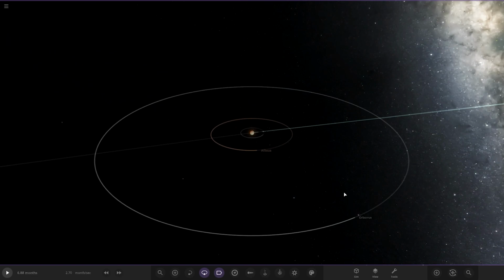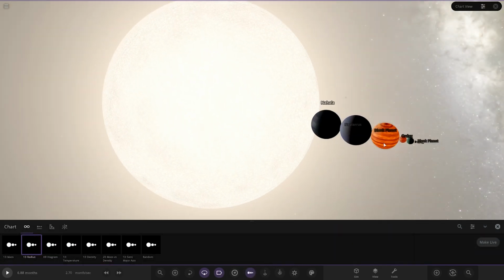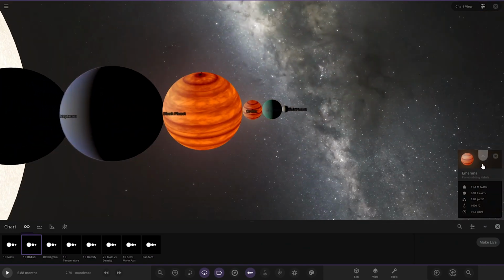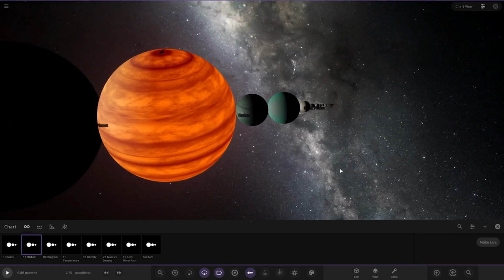But yeah, there we are, guys. That is this system done as well. So again, a massive thank you to Emeraldnir for sending this system in. Obviously, that's not actually going to be that hot. So there you go. Massive thank you to Emeraldnir for sending both of these in.